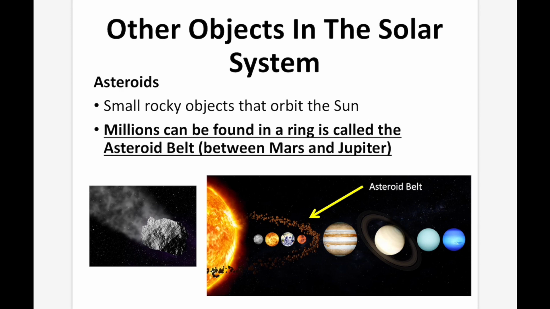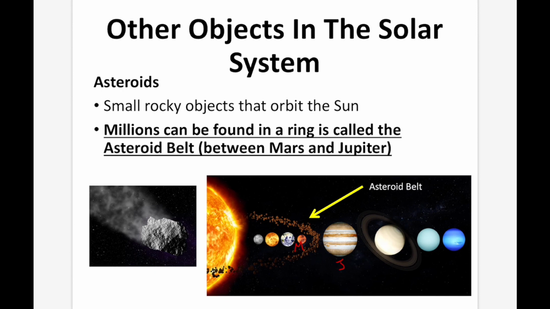Other objects in the solar system. So other objects include things like asteroids. Asteroids are small rocky objects that orbit the sun, and millions can be found in a ring called the asteroid belt, which is located between Mars and Jupiter. And you can see it pointed out right here. So this is Mars right here, and this is going to be Jupiter right here. And the asteroid belt is right between them.